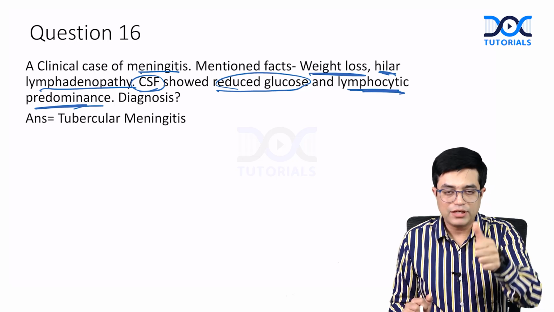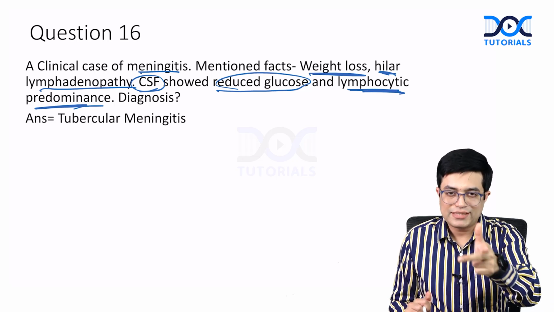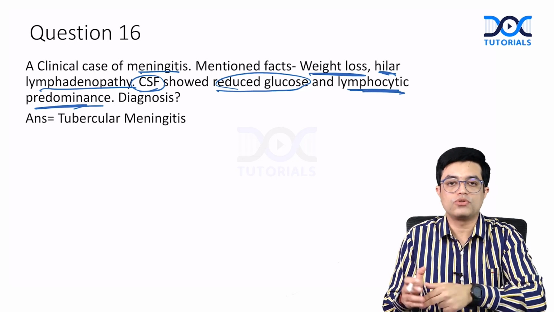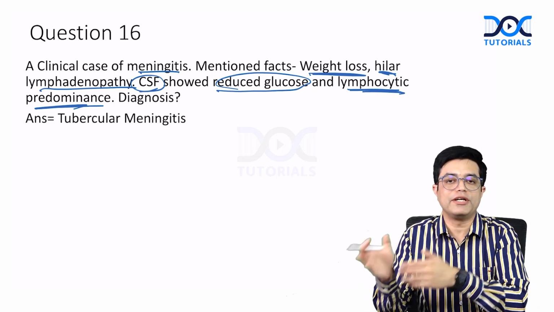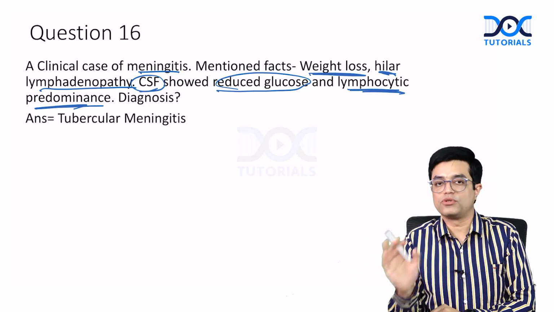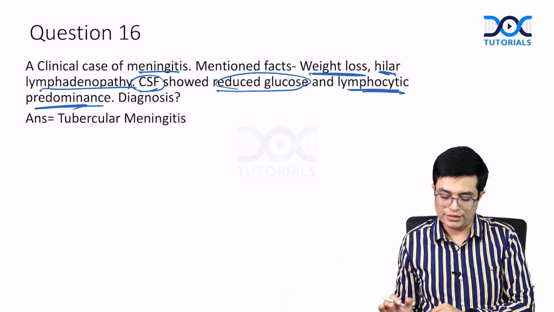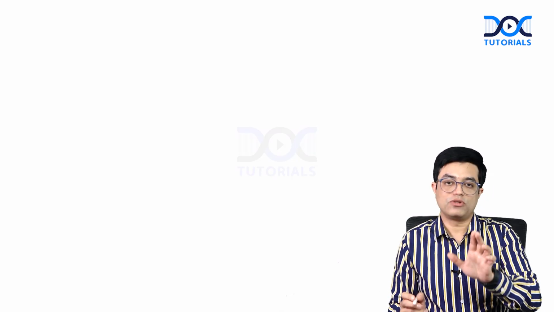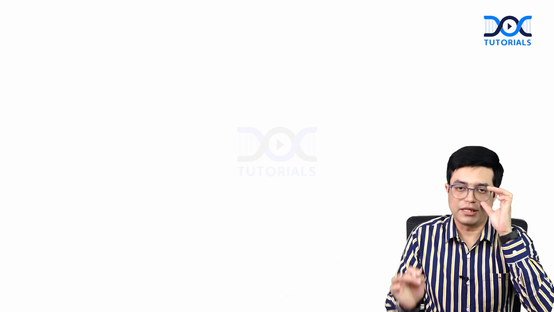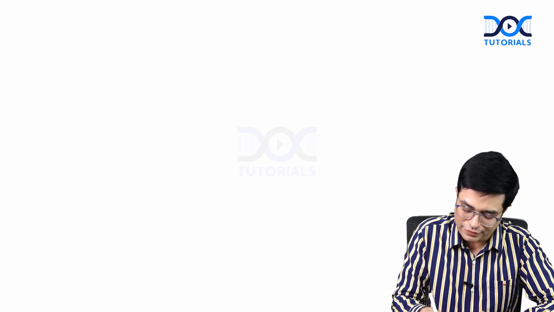What are the points in favor? Weight loss, lung changes, the patient is having reduced glucose. Reduced glucose can be there in both pyogenic and tubercular. Lymphocytic predominance goes more in favor of tubercular meningitis, right? So what are the things about meningitis that you should know? When to suspect? Let us do a rapid review here.